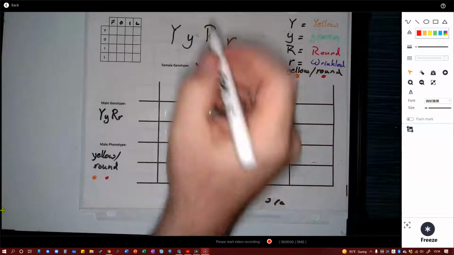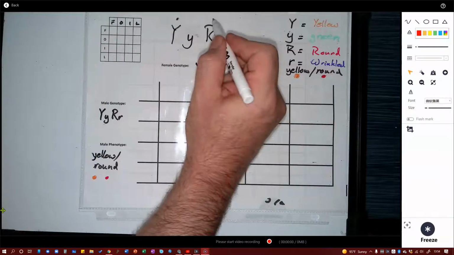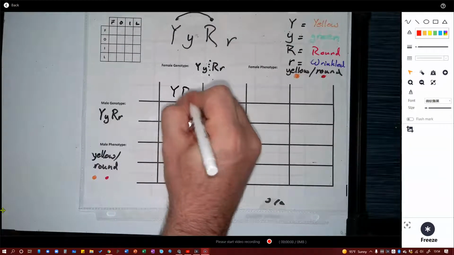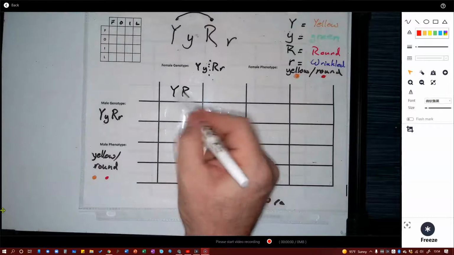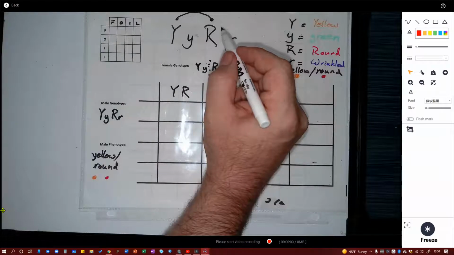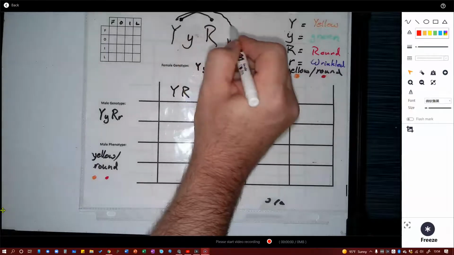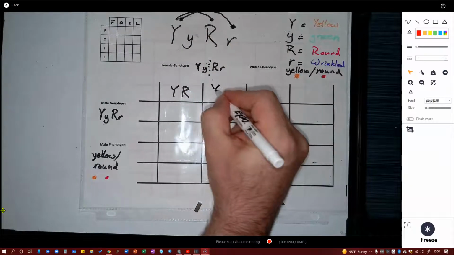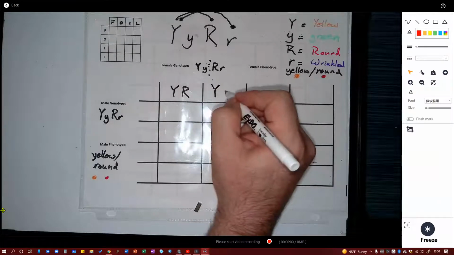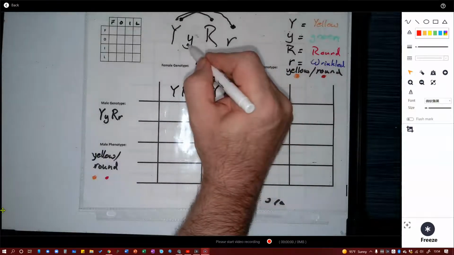What does that mean? Well, that means we take the first terms of each pair, like that, and we'll put those right here. So we have homozygous dominant for each, and then we've got outer, which is going to be this and this. So we end up with dominant yellow and recessive wrinkled. And then inner is going to be this and this.